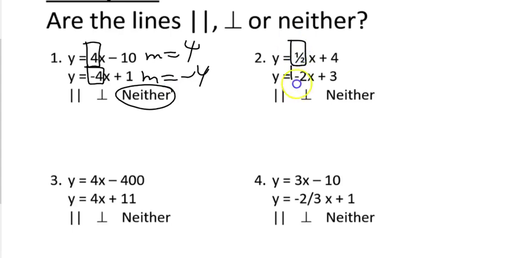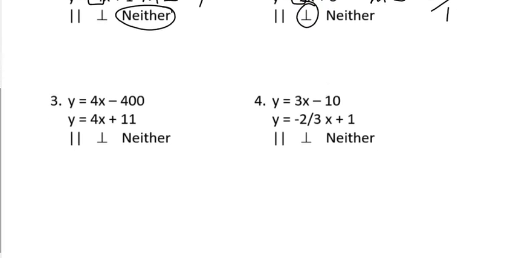Right here we have 1/2, and here we have negative 2. So M is 1/2, and M is negative 2, or negative 2 over 1. One is positive, one is negative. 2 over 1 flips to 1 over 2, so we have perpendicular lines. Next, 4 and 4, M equals 4, M equals 4. They are the same number.